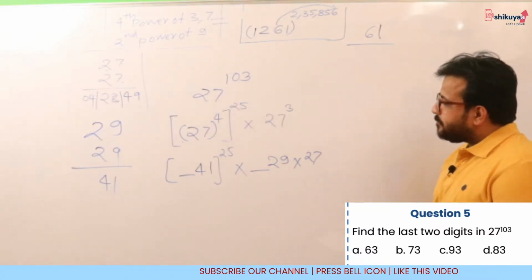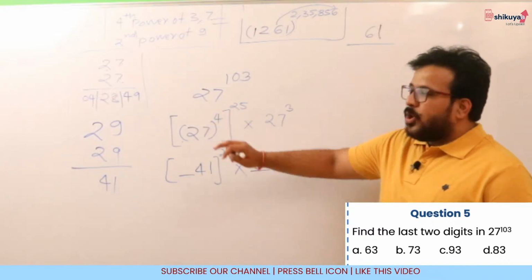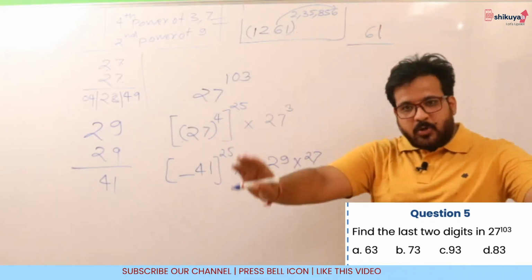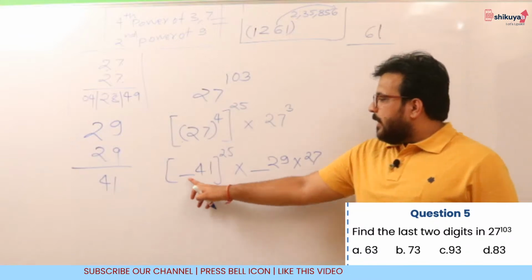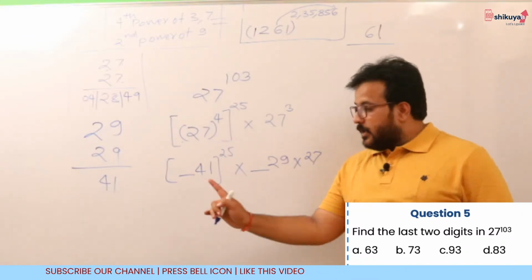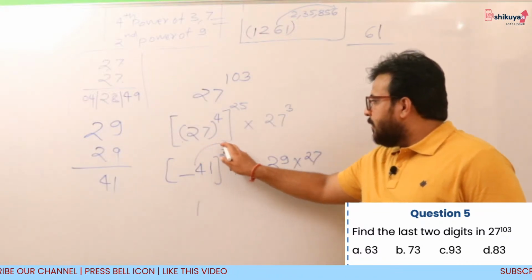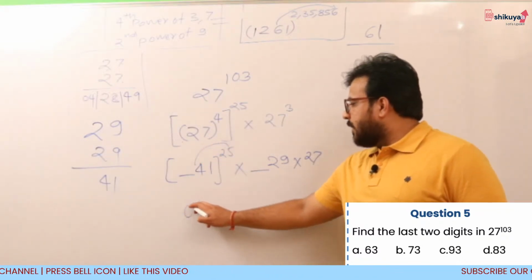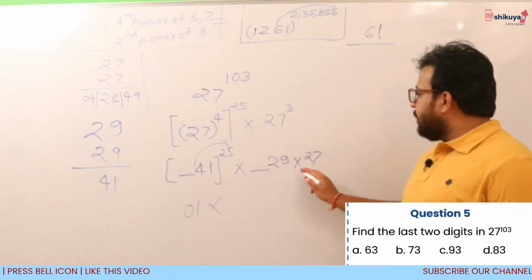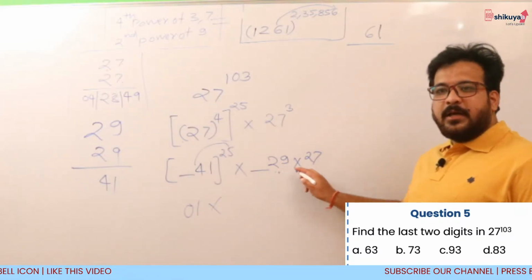So look at this. 27 raised to 4, you do it on your level. Now you are able to do that. We will get a number ending in 41. Now even you can do this. So 1 as it is and 4 5s are 20, so 0 1. Now you are able to do these calculations. You have already learned this.